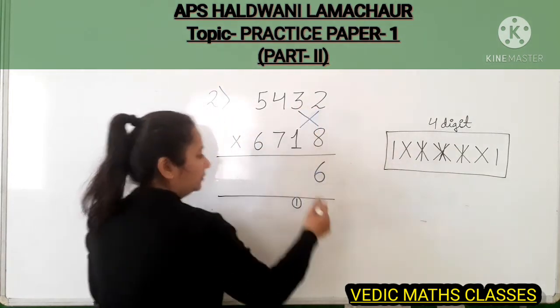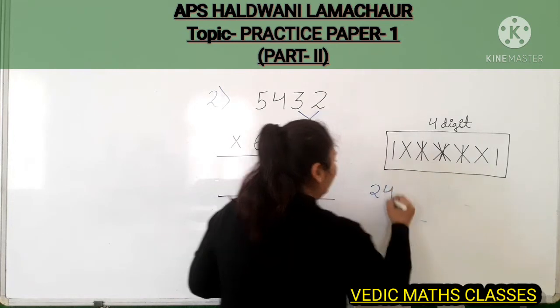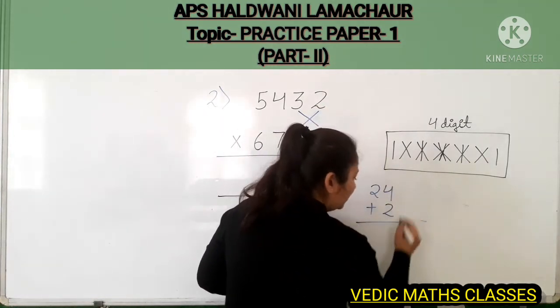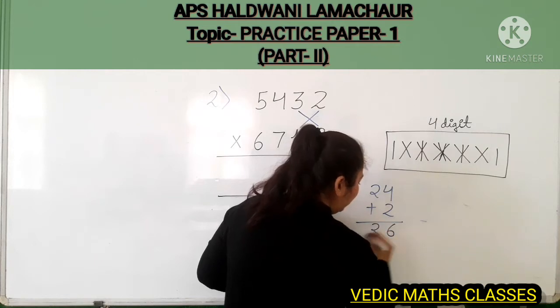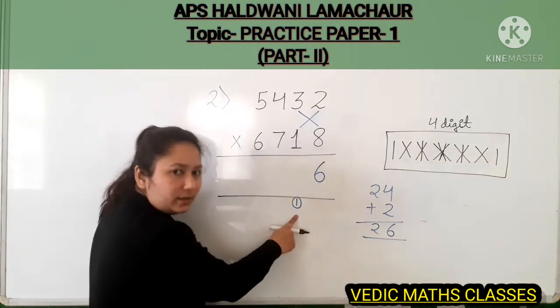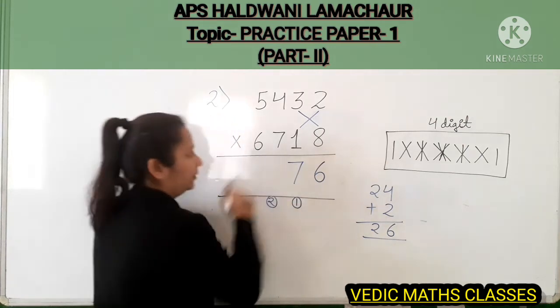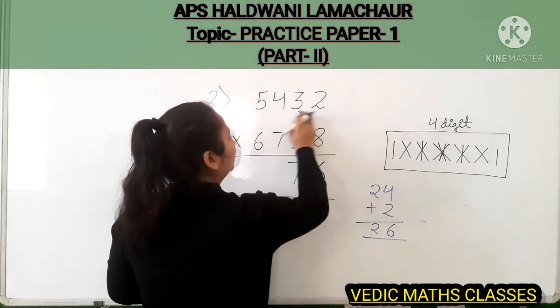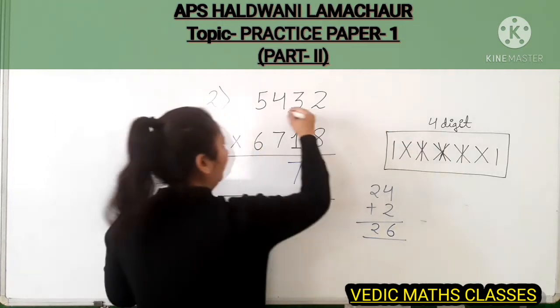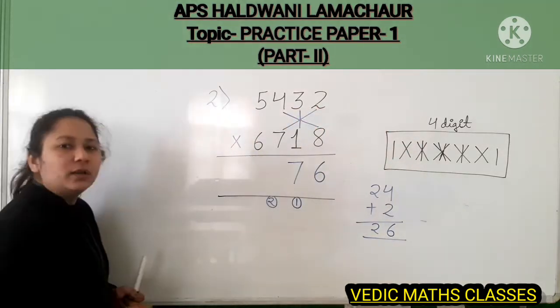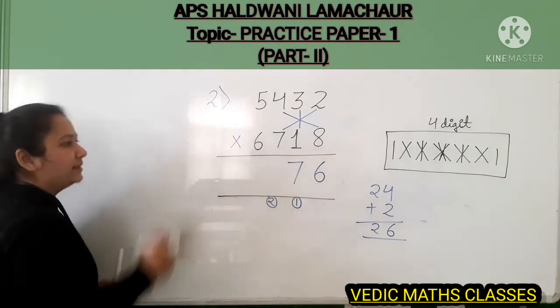Now 8 3s are 24. 2 1s are 2, add them. 4 plus 2, 6 and 2. Now 26 and plus 1, 27. 7 will come here, 2 will go carry. Now after 2, 3. We are taking the numbers from right hand side.